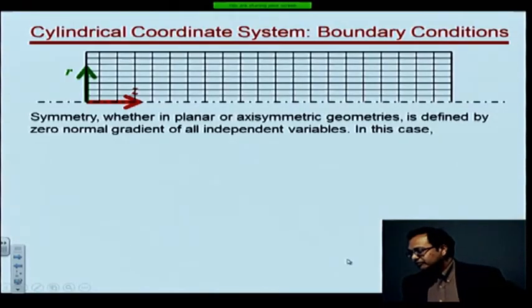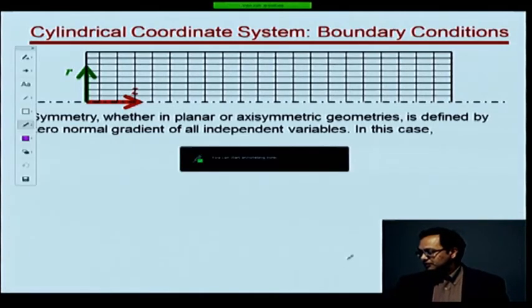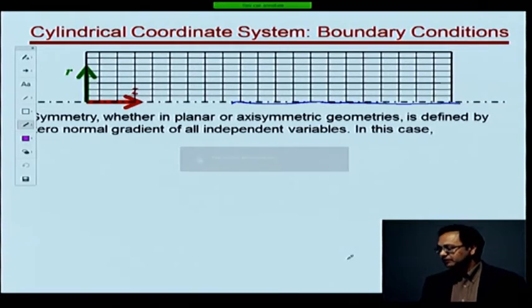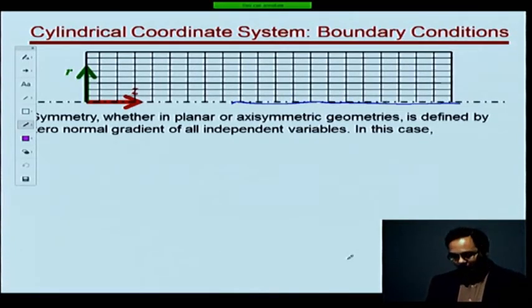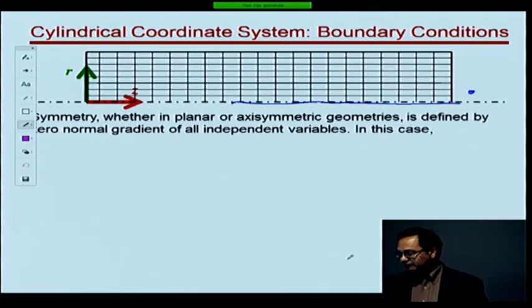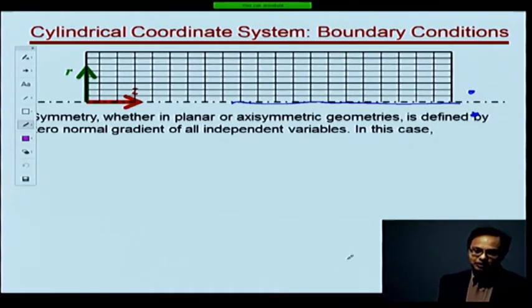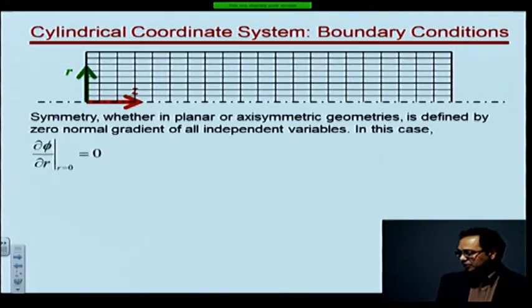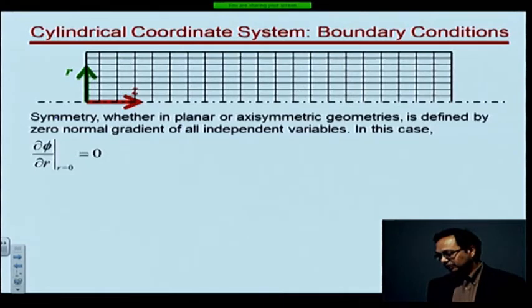And here's your symmetry boundary condition right here. That's your line of symmetry or axis of symmetry. Typically symmetry boundary conditions mean that the gradient of your dependent variable is 0. As I explained last time, that simply means that whatever value I have here would be the same value that I have here. It's a mirror image essentially. So that's what symmetry means. In this case that reduces to d phi dr at r equal to 0 is 0. That's your symmetry boundary condition.